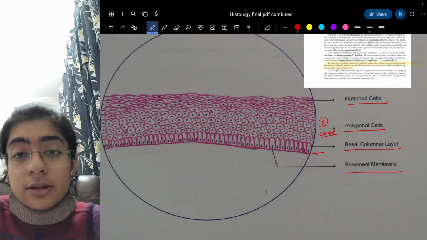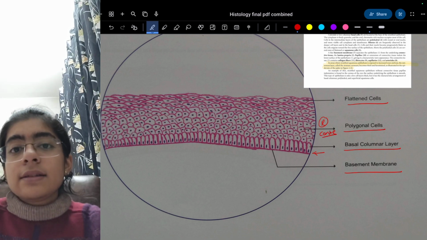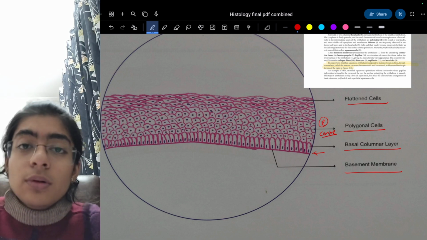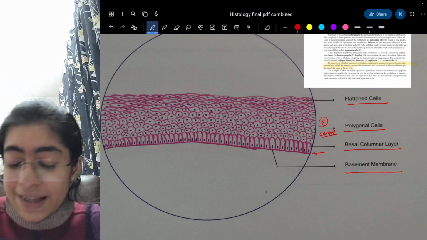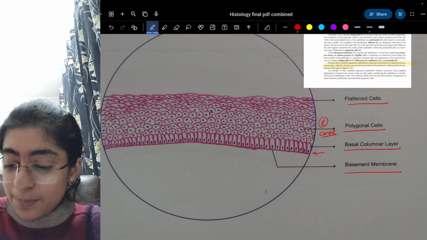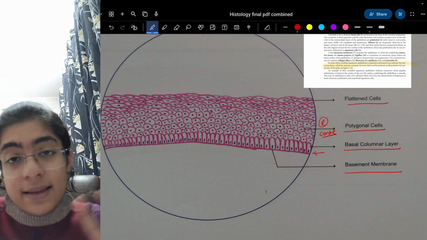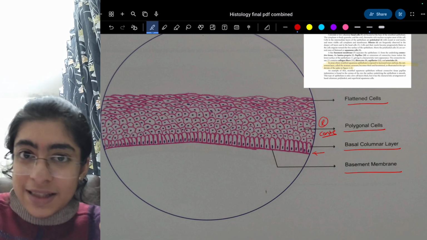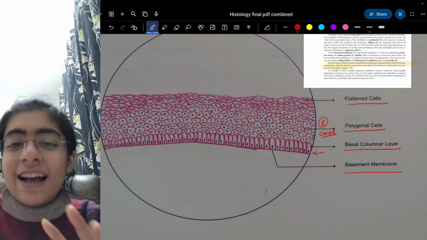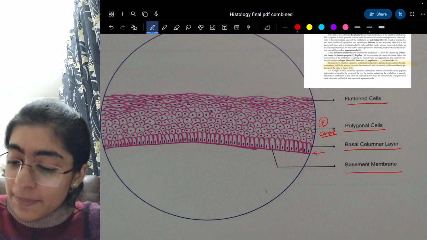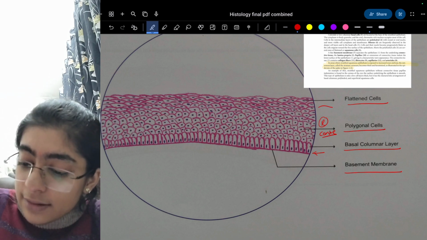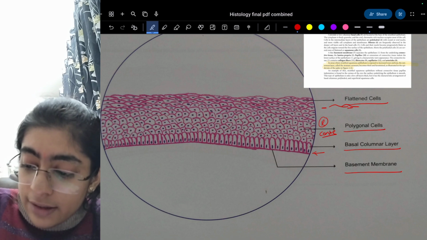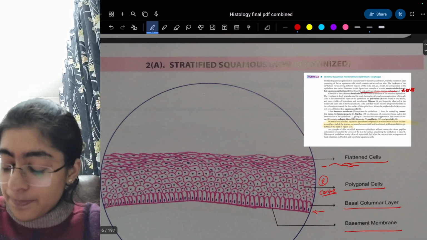The location and morphology of all the cells and their nuclei is very important. Make it a point to always draw the nucleus with a purple pencil and the cell with a pink pencil. If you make an interchange mistake, it is a blunder and a very bad mistake. The flattened cells are like these, and the nucleus is straight, just like a line.